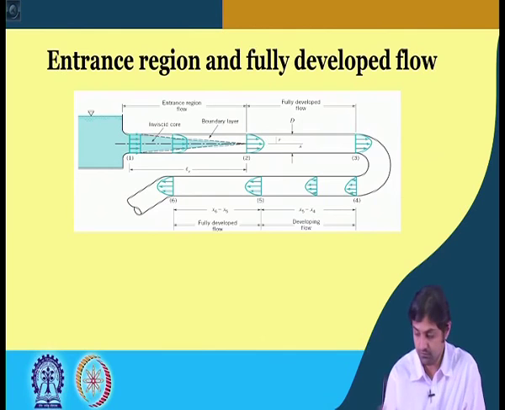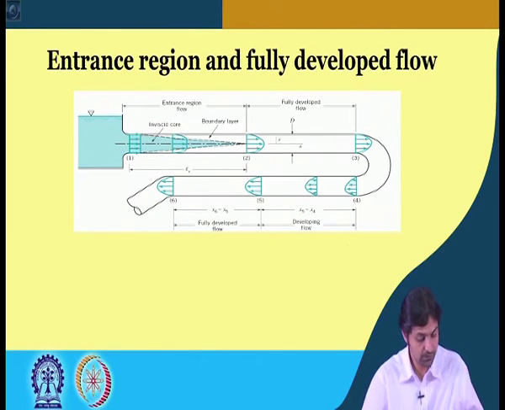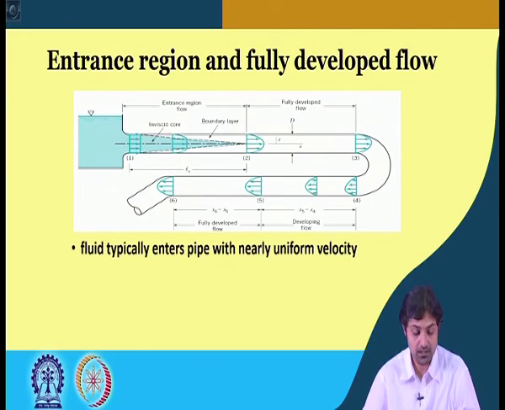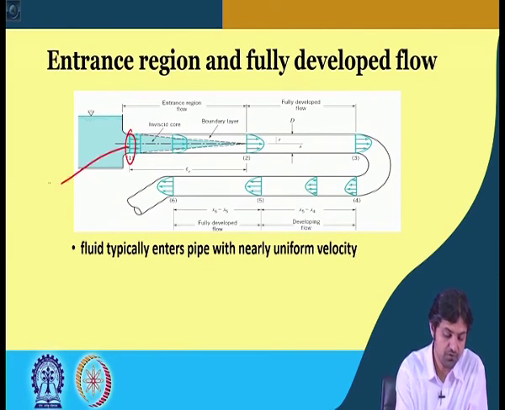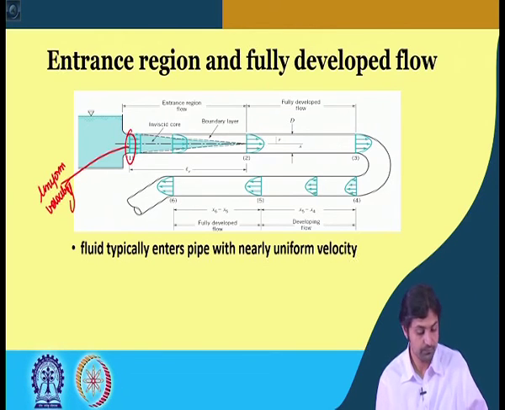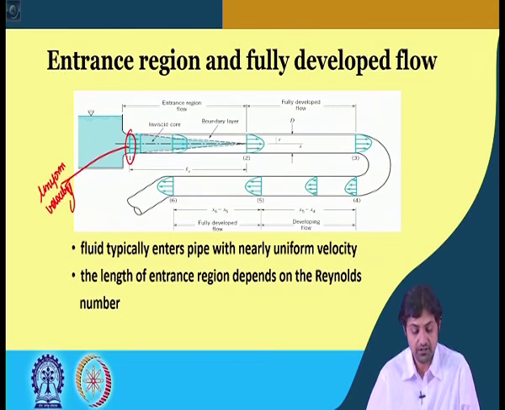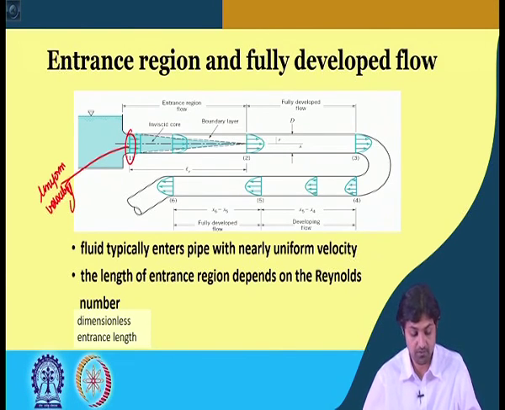So what we see is that fluid typically enters a pipe with nearly uniform velocity. The velocity with which it enters at section 1 is uniform. The length of this entrance region depends on the Reynolds number. So how long this entrance length will be depends upon how fast the water is flowing, in other words, the Reynolds number.